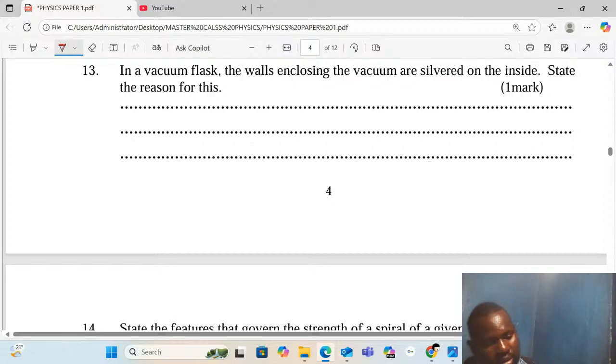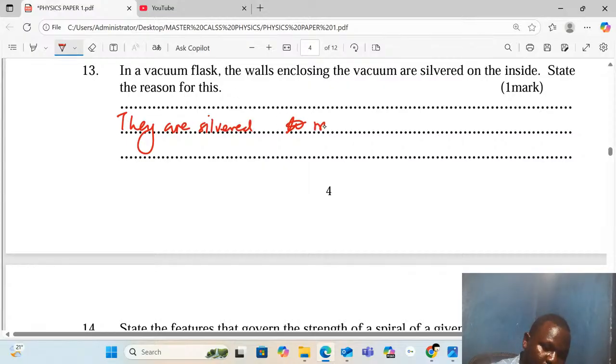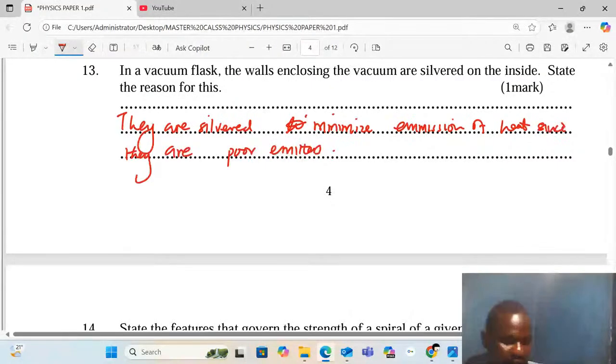This is all about the mechanism of preserving heat in a vacuum flask. So we know that silvered surfaces are poor absorbers and poor emitters of heat. So you can say they are silvered to minimize emission of heat, since they are poor emitters.